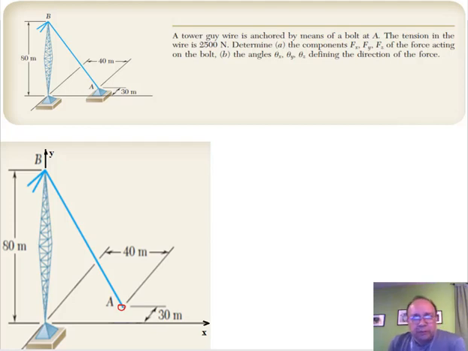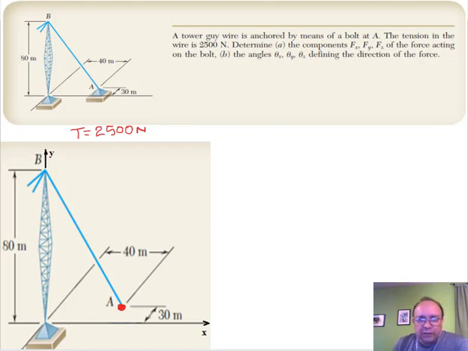Okay, let's do this problem here. A tower guide wire is anchored by means of a bolt at A. So this is the point A here. The tension in the wire is 2500 newtons. Let's put that here: 2500 newtons, tension on the wire. Determine the components of the force acting on the bolt and the angles defining the direction of the force.